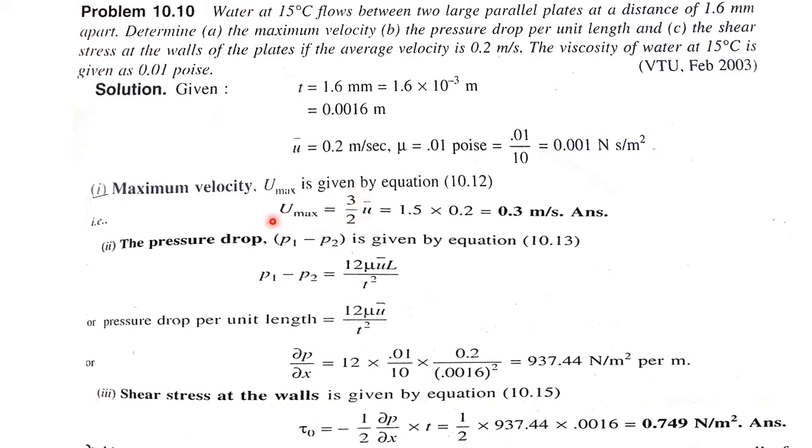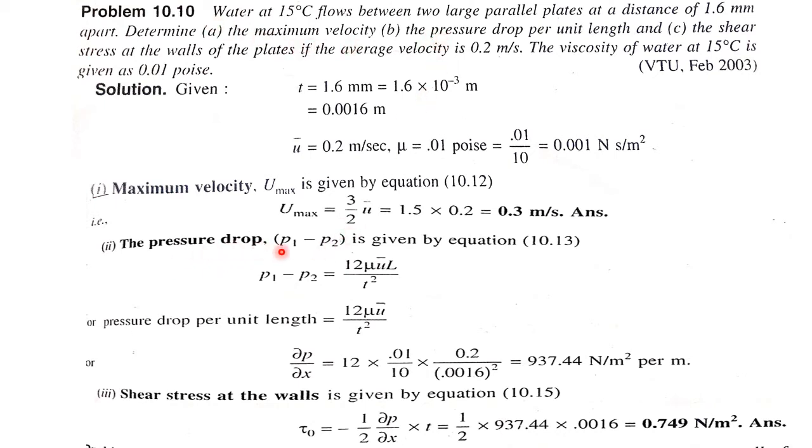Therefore U maximum is equal to 3 upon 2 times the average velocity. So 3 divided by 2 is 1.5. Average velocity is given already here. So maximum velocity is 0.3 meters per second. The first one we have calculated now, maximum velocity. Next, pressure drop per unit length.